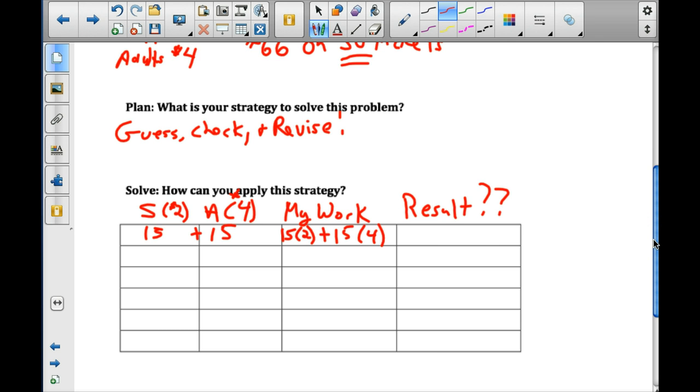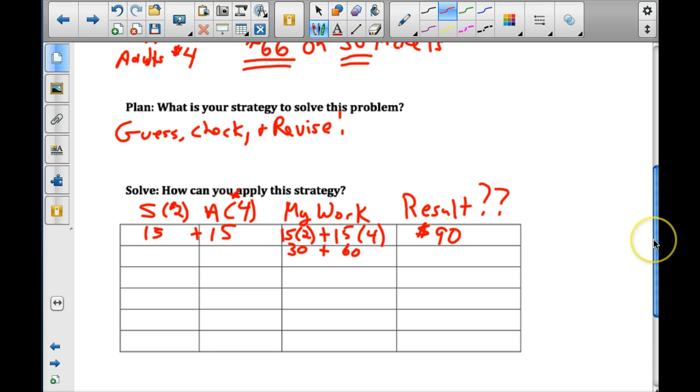You might want to grab your calculator a little bit here. 30 plus, what's 15 times 4, guys? How much is it? 60. So the result is $90 for our first guess of 15 and 15. Are we right? Why are we not right? Hey, we only spent 66 bucks, and we got 90 bucks for this situation.